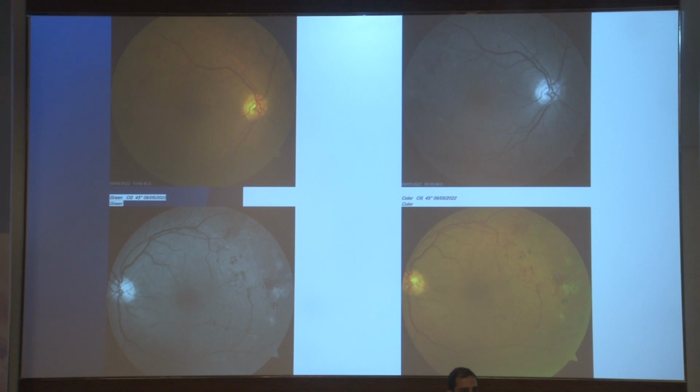This gentleman has chronic kidney disease, and he had undergone pan-retinal photocoagulation years before, and he actually did not go for any follow-up after his pan-retinal photocoagulation. He was referred by his nephrologist for an opinion, and we could see that pointer.